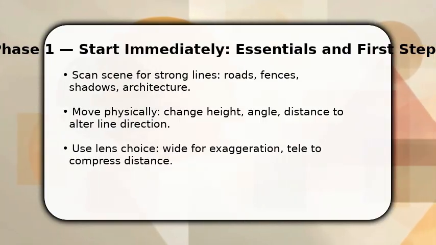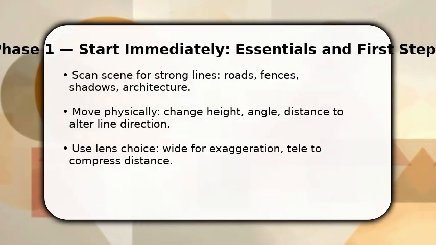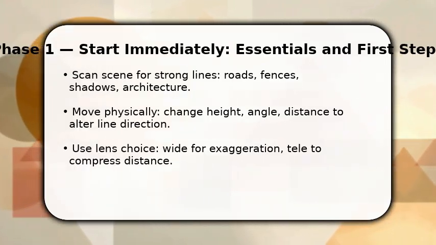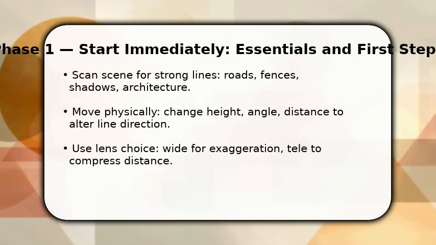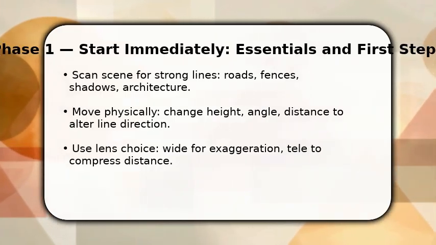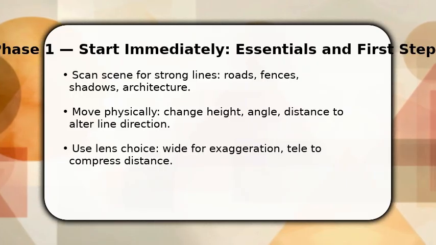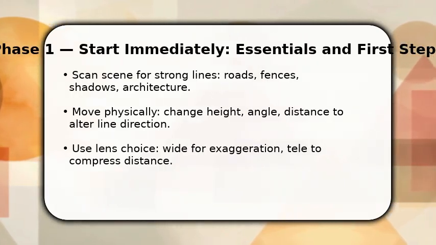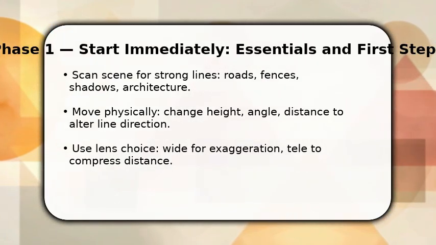You start by finding the strongest lines in the scene and immediately position yourself. Look for roads, rails, fences, shadows, or architectural seams. Once found, move your body, lower, raise, step left or right, to change where lines lead the eye. Use a wide lens to exaggerate depth, or a telelens to compress space and tighten the composition.